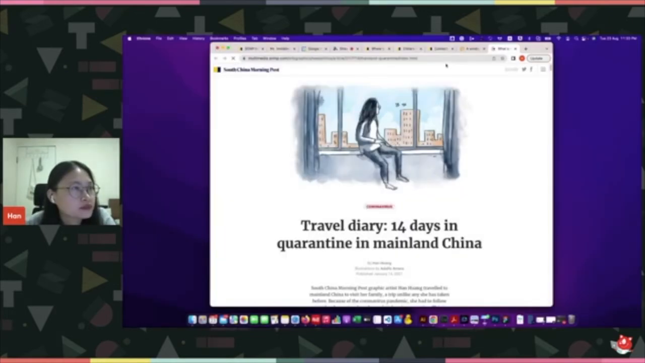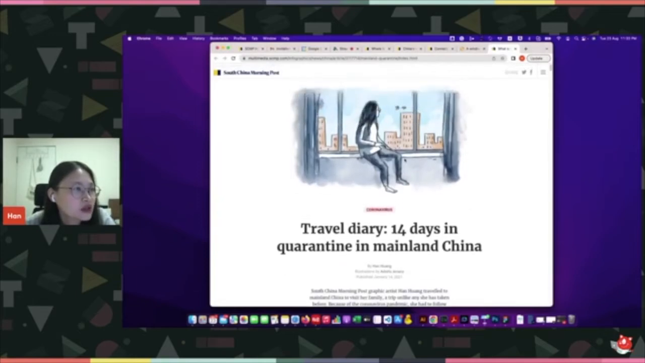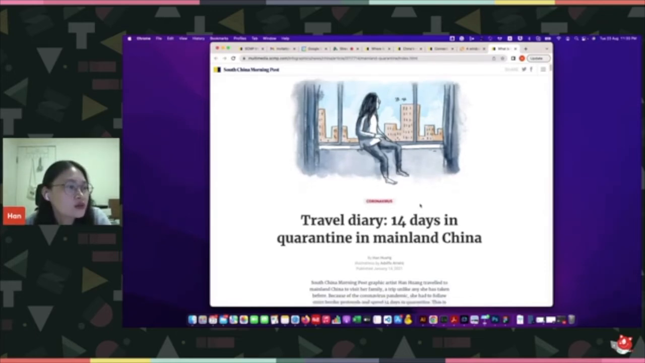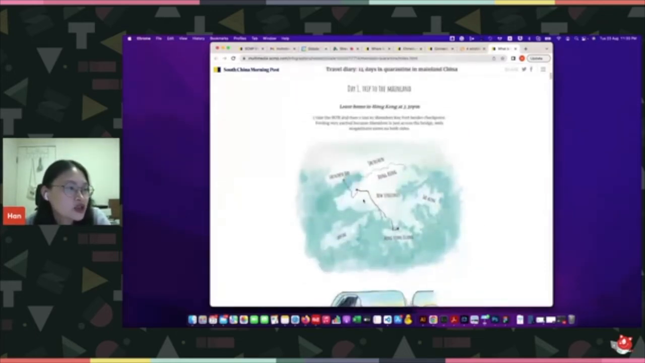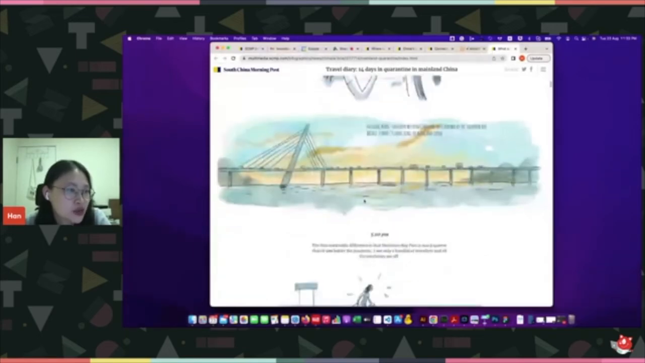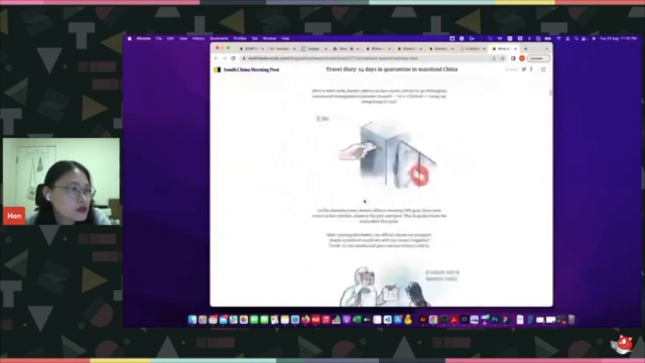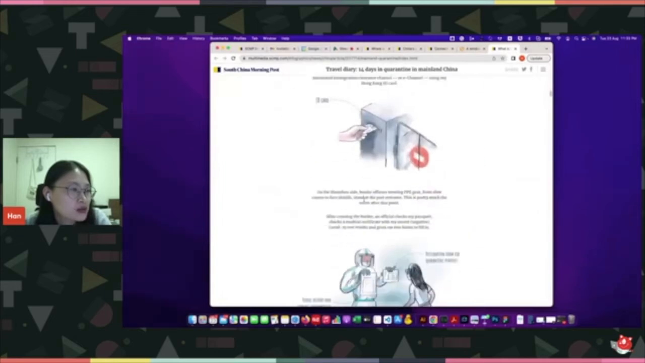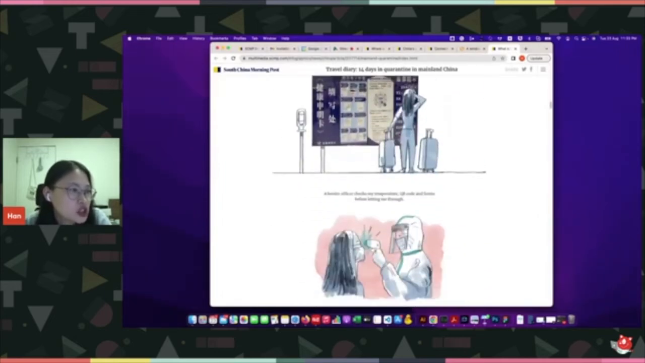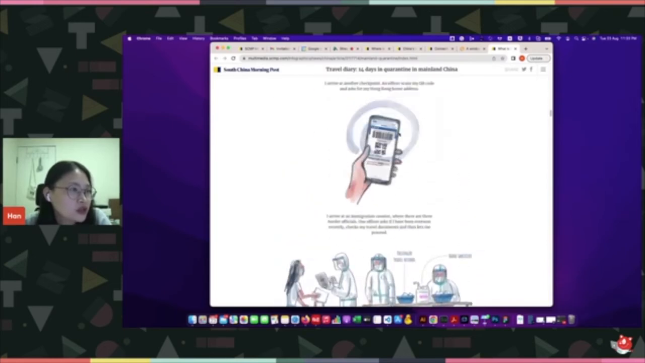So this is the graphic. One of my colleagues, Adolfo Aranz, is a very famous illustrator, and I think some of you may know him. He helped me create this nice illustration based on the text I wrote. So this is how I passed the border. This is how I declared my health conditions, and I got a QR code.